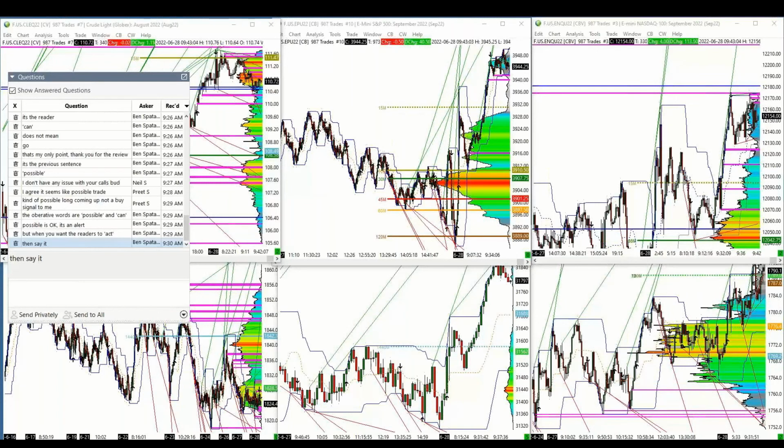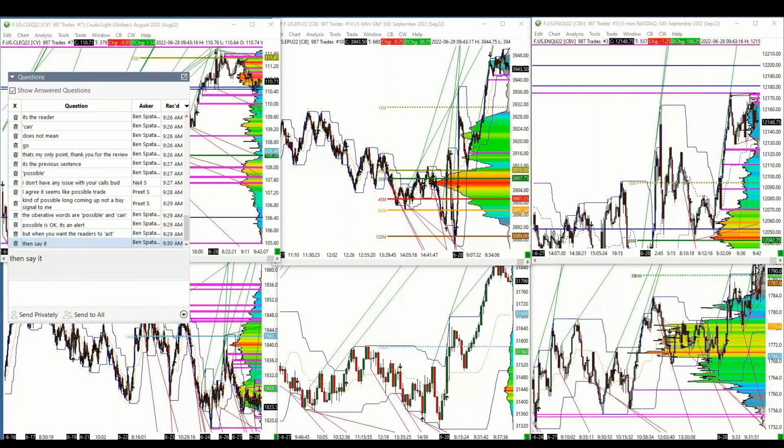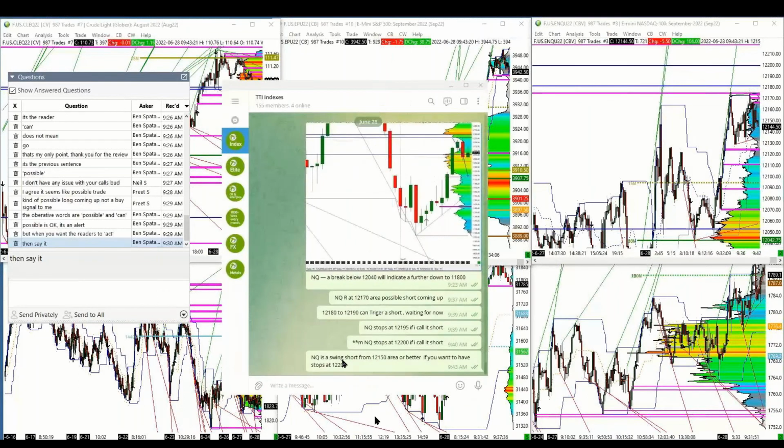So I'm fast forwarding this. You see this? I call the trade verbally. You can hear me, but for the purpose of this, I just put it. I said calling short Nasdaq with a stop at 12,200. And you see, I typed it. See, this is on Telegram. I typed it for the members already, right?